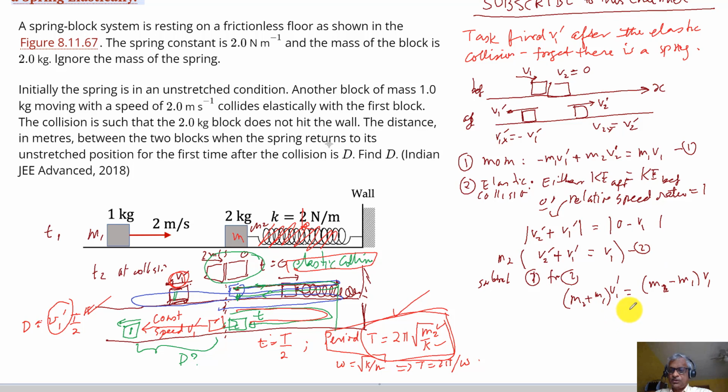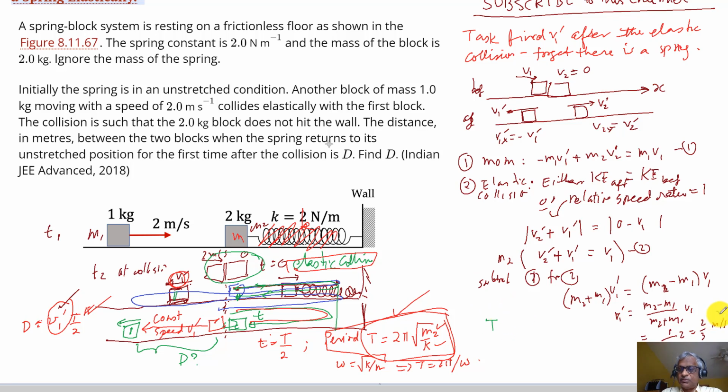Okay, so v1 prime is just that. Now I can put the numbers because I already can see the answer of v1, and that's m2 minus m1 is 1, and this is 3, and v1 is 2. So 2 over 3 meters per second. So we got this also. So let's get the numerical value for t. So numerical value 2, and then we'll be done, right?